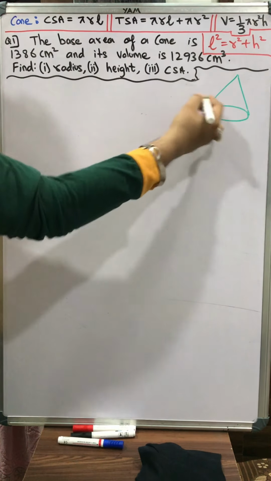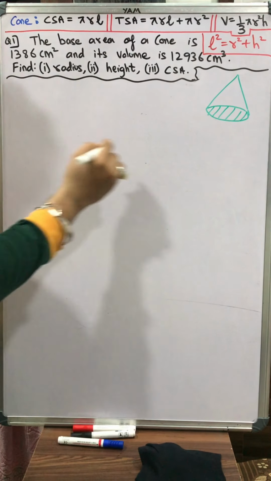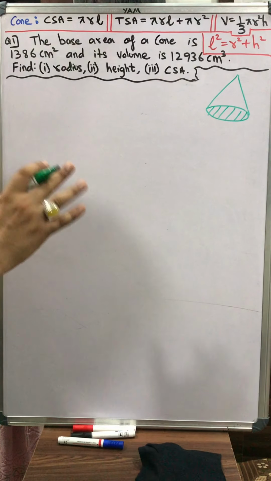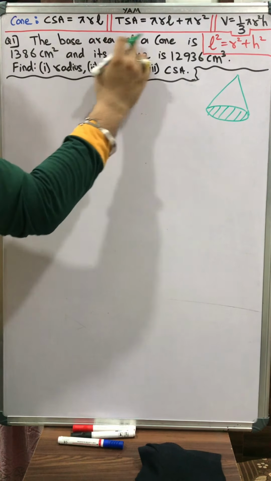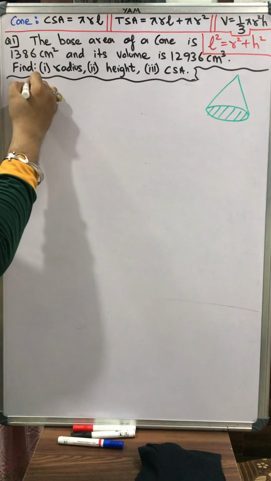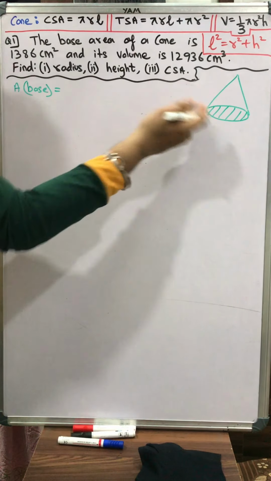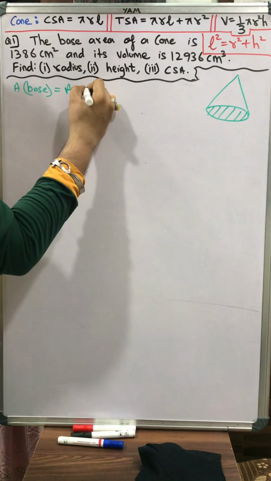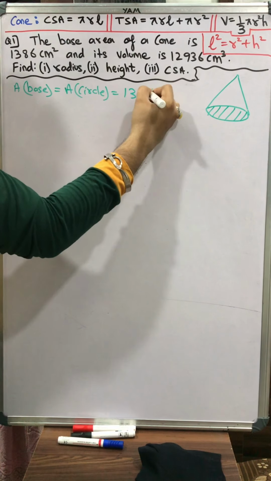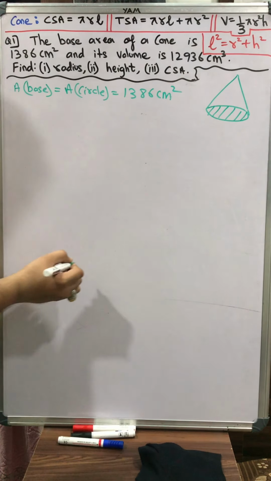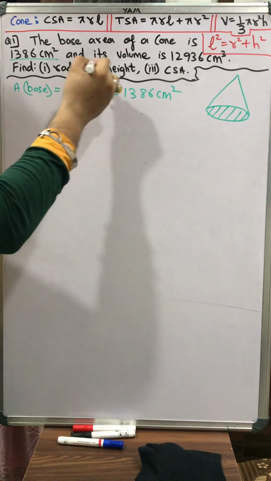Okay, so now always we have a circular base. Always the base of the cone is circular. Always. So the base area of the cone, area of base, which is nothing but the area of circle. So I'll write over here, area of circle is given to me as 1386 centimeters square. The base area of the cone is 1386 centimeters square and its volume.